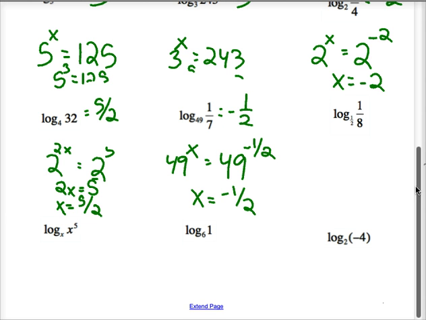All right, and for this last one, or not last one in this row, I guess. So 1/2 to the x power equals 1/8. All right, so 1/8.